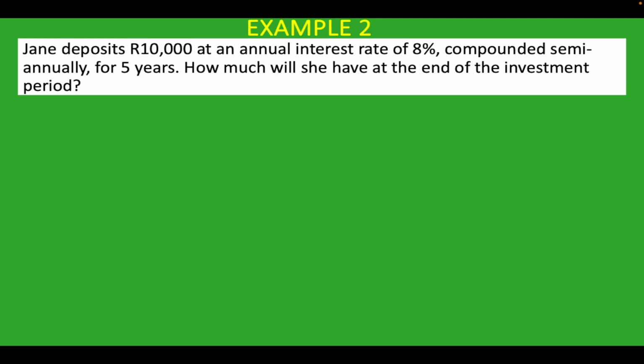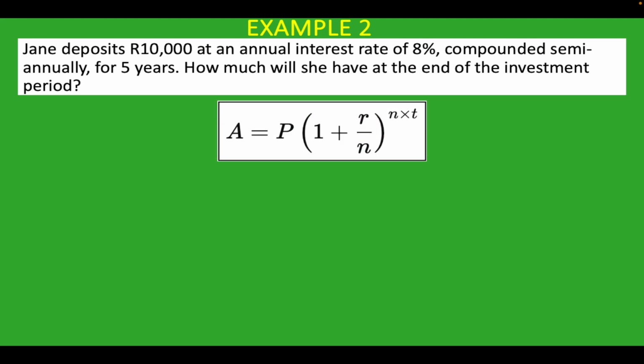Jane deposits 10,000 Rand at an annual interest rate of 8%, compounded semi-annually for 5 years. How much will she have at the end of the investment period? Let's bring up our formula once more. So she's depositing 10,000 Rand. And what do we call that? That is our principal. So our P is going to be 10,000 Rand. Remember, they're still asking us to calculate the future value, or the A, okay, how much she will have at the end of the investment period, which will be the initial deposit and all the interest that she's going to earn. So our P is 10,000 Rand, and then open bracket 1 plus the R.